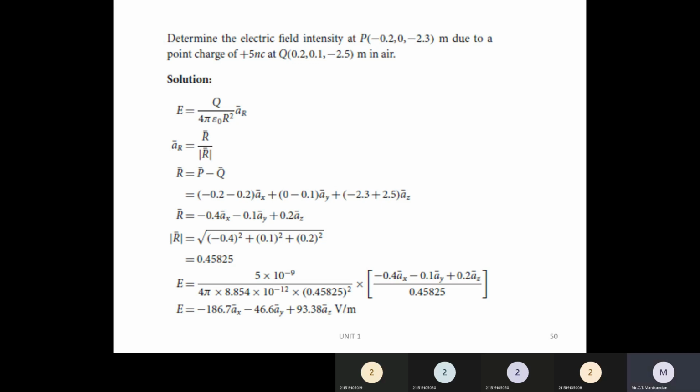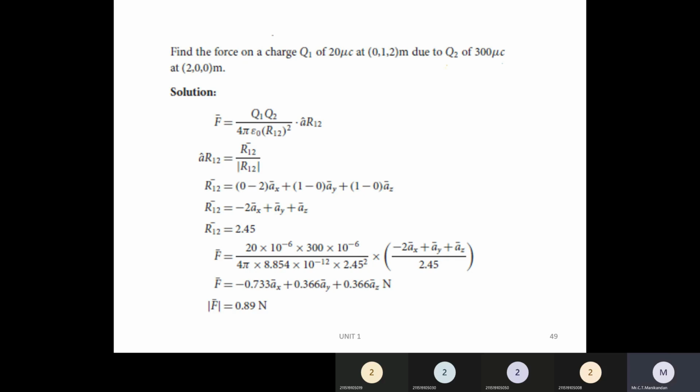So E equals 5 into 10 power minus 9 divided by 4 pi into 8.854 into 10 power minus 12 into R square value. Then the E value is minus 186.7 AX minus 66.6 AY plus 93.85 AZ. Here you can see for electric field you will get only one charge, but for force you will get two charges.